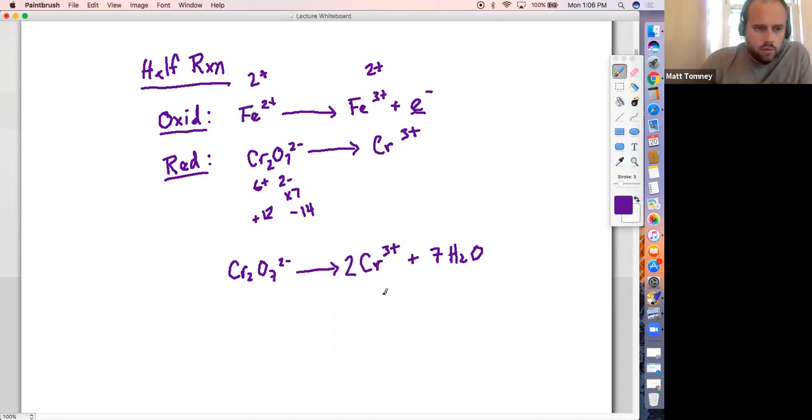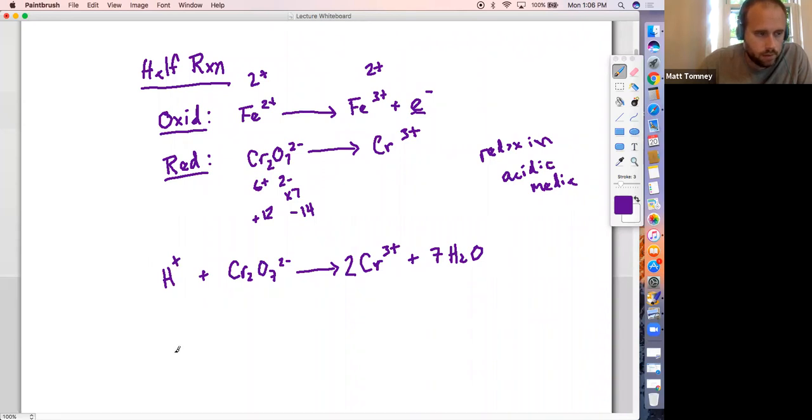Now, the introduction of water has introduced hydrogen, which was not present on the left-hand side. So now we're going to add H+. So this is a technique that's called redox in acidic media. Okay, you can also do a redox in basic media, which we will take a look at on Thursday. We're not going to do that right now, but that's where you would use hydroxide instead of H+. All right, so for it to be in acidic media, I can just simply grab H pluses and say, how many H pluses would I like here?